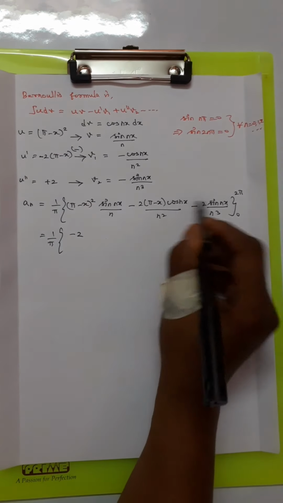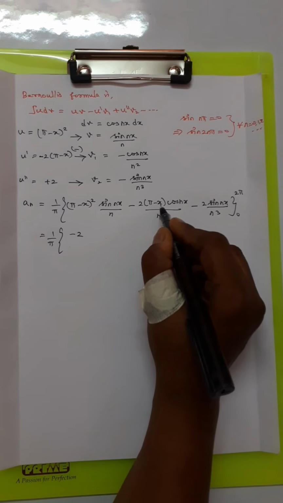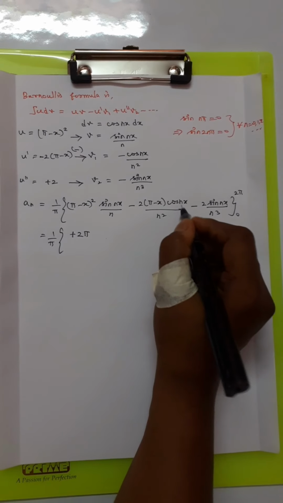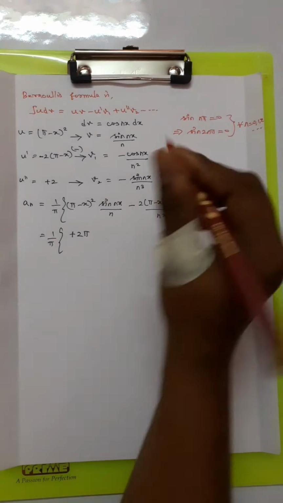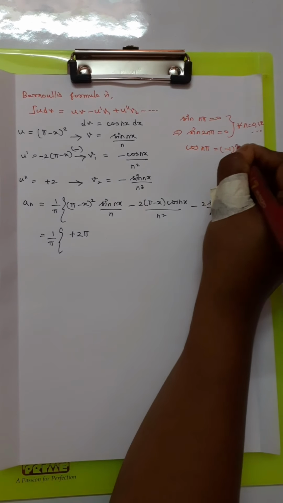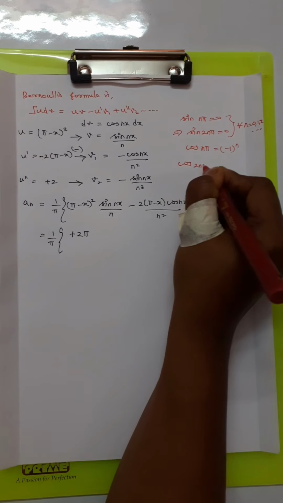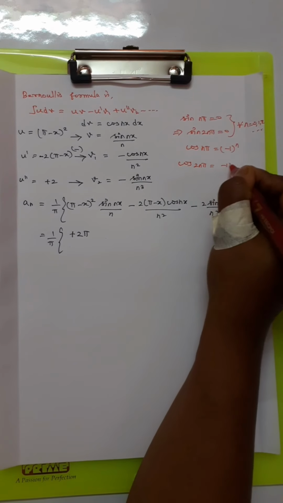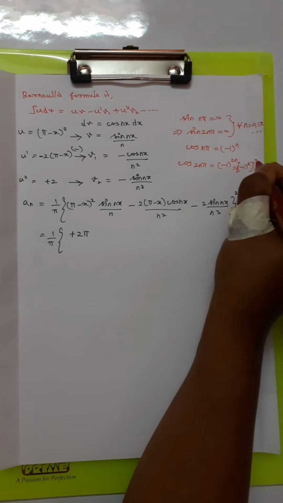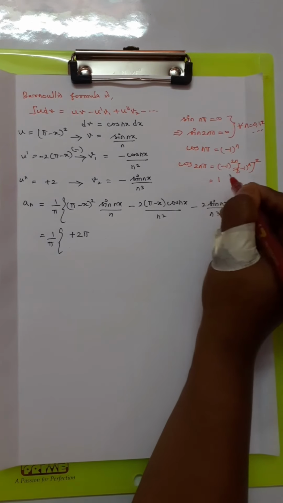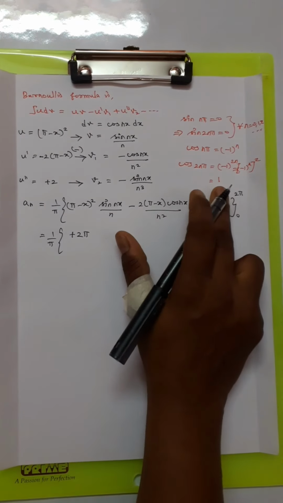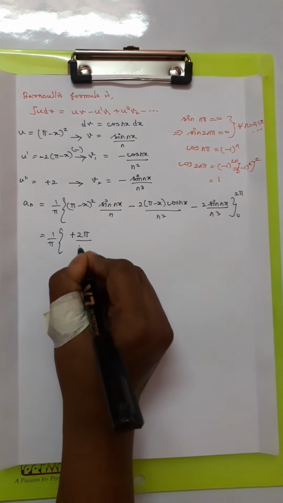Minus 2. x takes the value 2 pi, so pi minus 2 pi is minus pi, so plus pi cos 2n pi. In general, cos n pi is minus 1 whole power n. So cos 2n pi is nothing but minus 1 whole power 2n, which is minus 1 whole power n the whole square, and this is always plus 1. So cos 2n pi is plus 1, so this becomes 2 pi by n square.